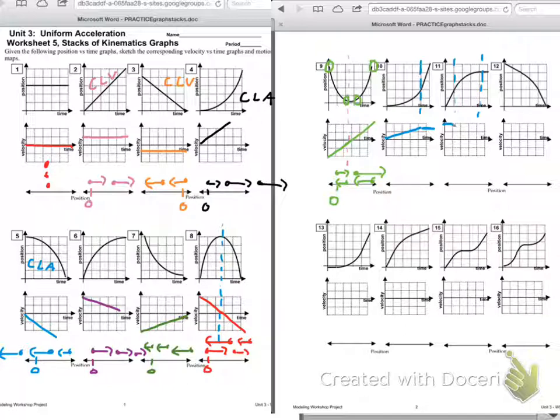So we're going to draw that in for the 4 seconds there for that middle part, and then it is at rest, so the velocity is 0.